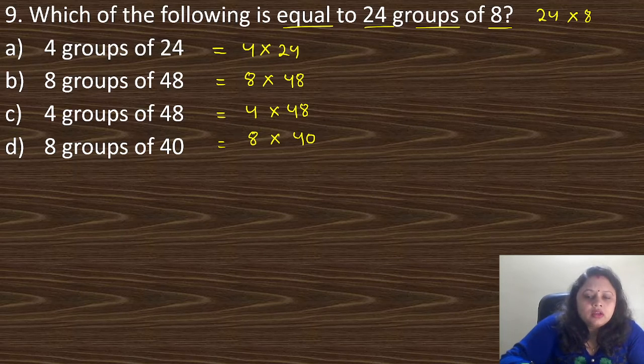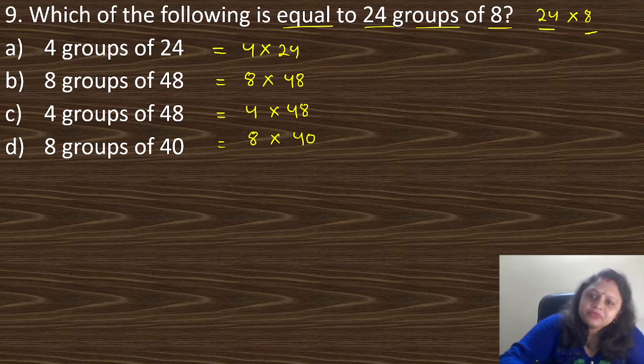See one thing, if we want, we can multiply all the four options. We can find the value by multiplication. Okay, and it is okay, but it is time taking. So we have to follow a shortcut method here. How to follow the shortcut method here? See, here there is 24 and 8. So can we convert it into 24 into 8? Yes, we can convert it.